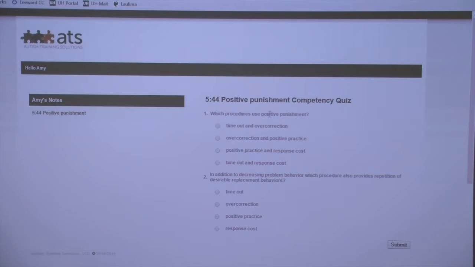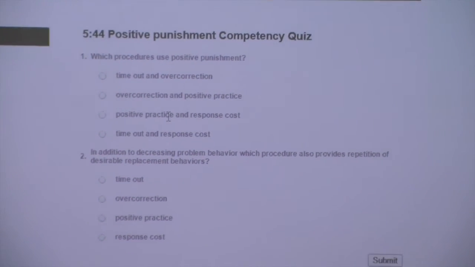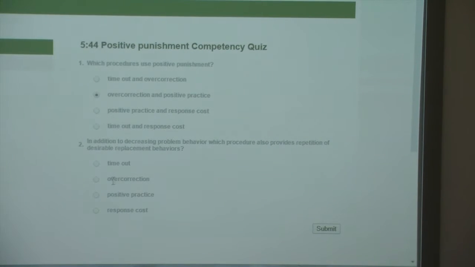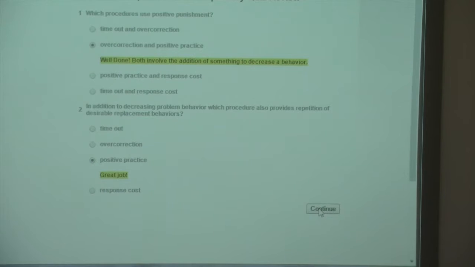Which procedures use positive punishment? Timeout and overcorrection, overcorrection and positive practice and response cost, or timeout and response cost? The answer would be overcorrection and positive practice, probably because something is being added. In addition to decreasing problem behavior, which procedure also provides repetition of desirable replacement behaviors? Positive practice. Great. Good job.